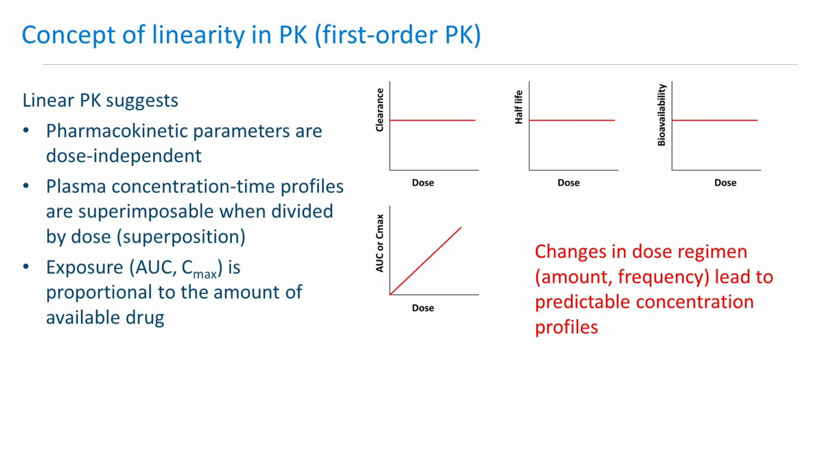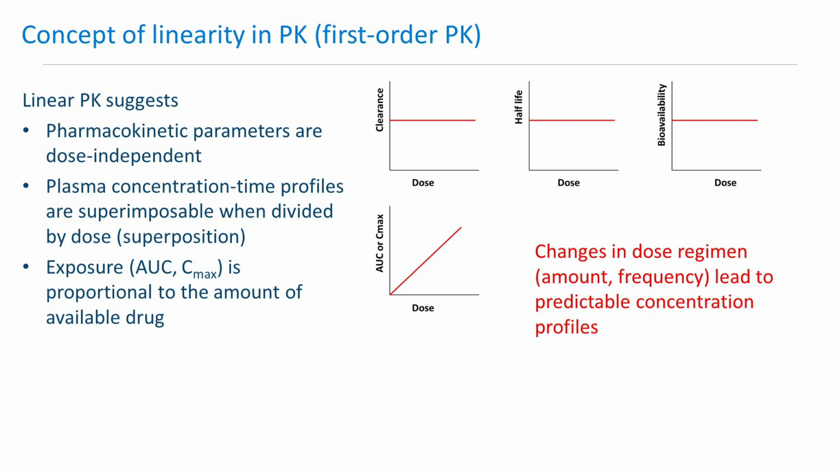You'll sometimes hear linear pharmacokinetics referred to as dose-independent, dose-proportional, or first-order pharmacokinetics. But these three components mean that the PK parameters are dose-independent, that if you divide your concentration by dose and then plot concentration time profiles on the same plot, they should be superimposable, or that the exposure, like the AUC or the Cmax, is proportional to the amount of available drug.